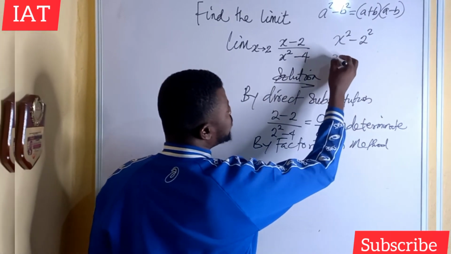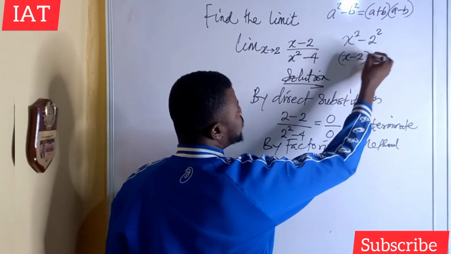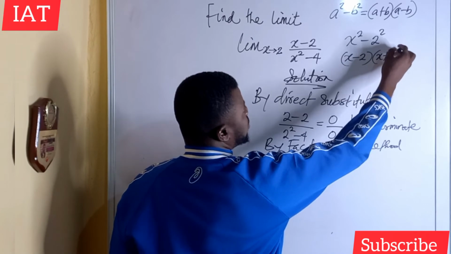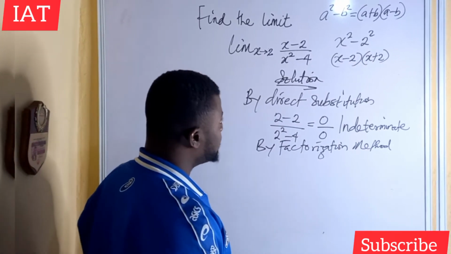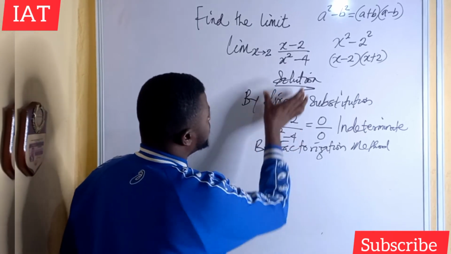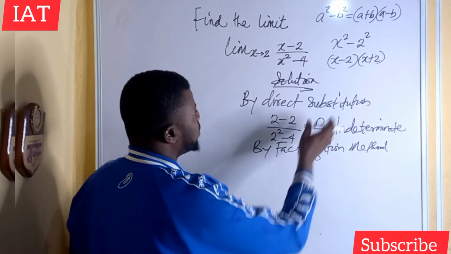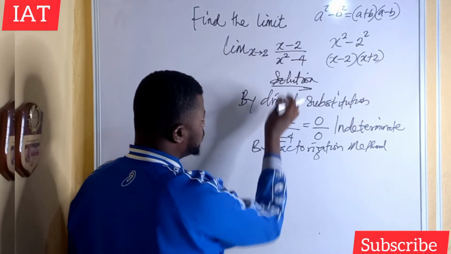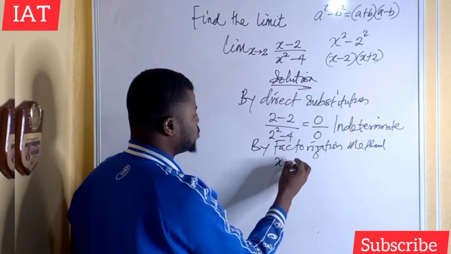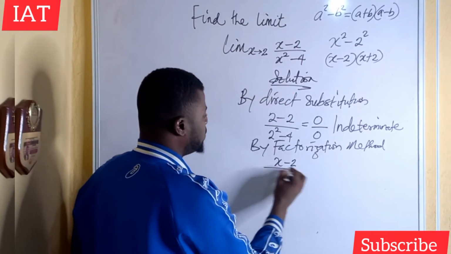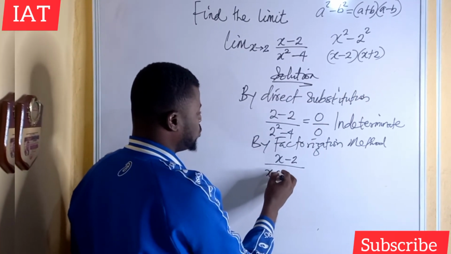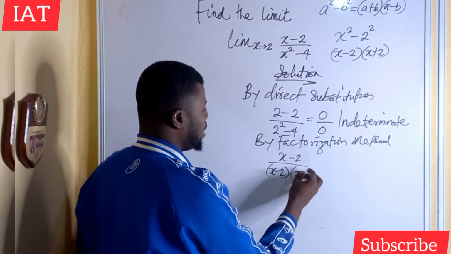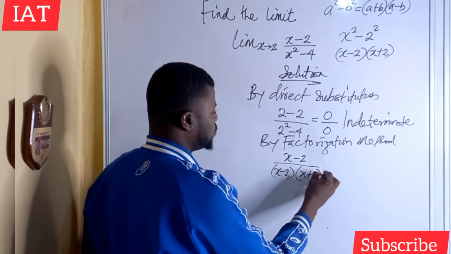Similarly, this can also be reduced to this point, x plus 2. Plus or minus, either of them can come first or second. It doesn't matter. All right? So at this point, from this expression, we can split the denominator to this form. So we have x minus 2, which is the numerator, divided by the denominator, which we split to this form, x minus 2 into x plus 2, the difference of two squares.